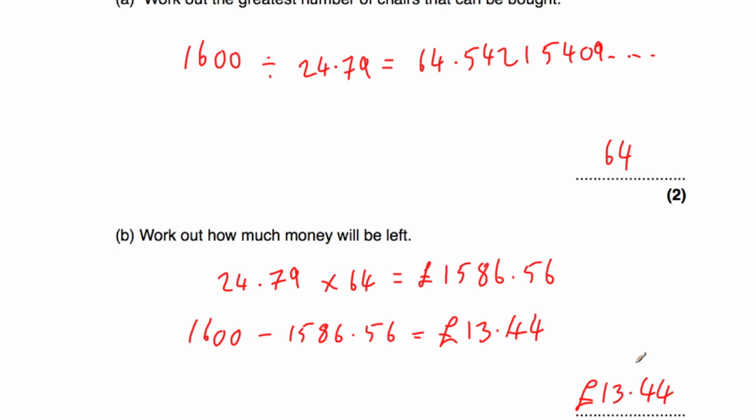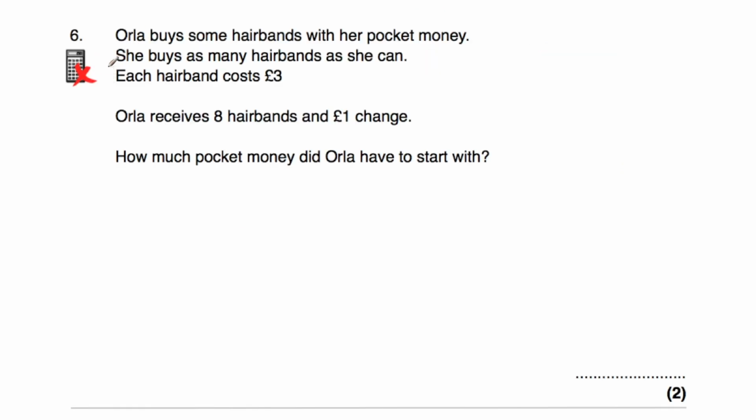Okay, let's have a look at our next question. So question number 6. Question number 6 says, Orla buys some hairbands with her pocket money, and she buys as many hairbands as she can, and each hairband costs £3. Orla receives 8 hairbands and £1 change. How much pocket money did Orla have to start with? So this question is a bit different. Instead of being asked how many hairbands can she buy or how much change would she get, we've been asked how much money did she have to start with.